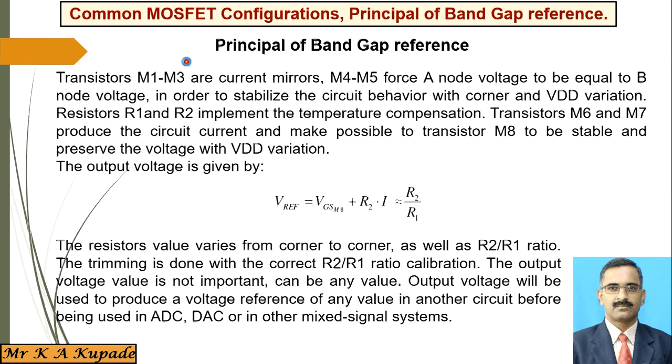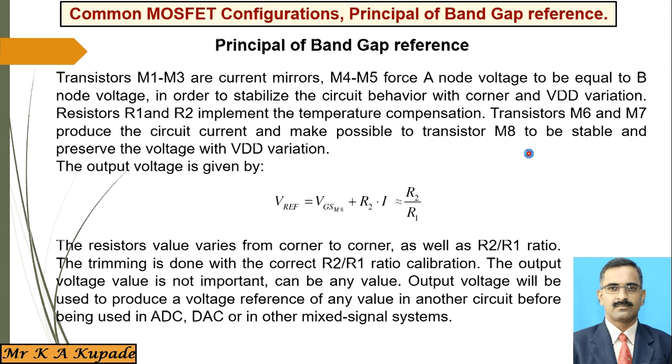Now M1 and M3 are the current mirror, as I said earlier. M4 and M5 force node A and node B to provide equal voltage, right, in order to stabilize the current behavior with the variation of VDD. And resistors R1 and R2 in that figure implement the temperature compensation.